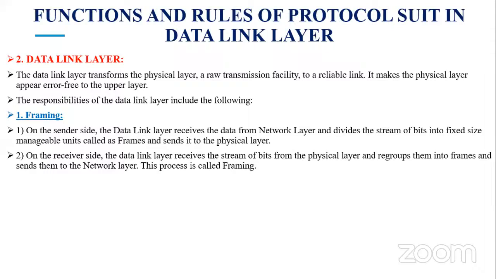From the receiver side, the data link layer receives bits from the physical layer, regroups them into frames, and sends them to the network layer. I'll show you. Yesterday, we saw one picture, no? From sender side and receiver side. From the sender side, which layer will be first?